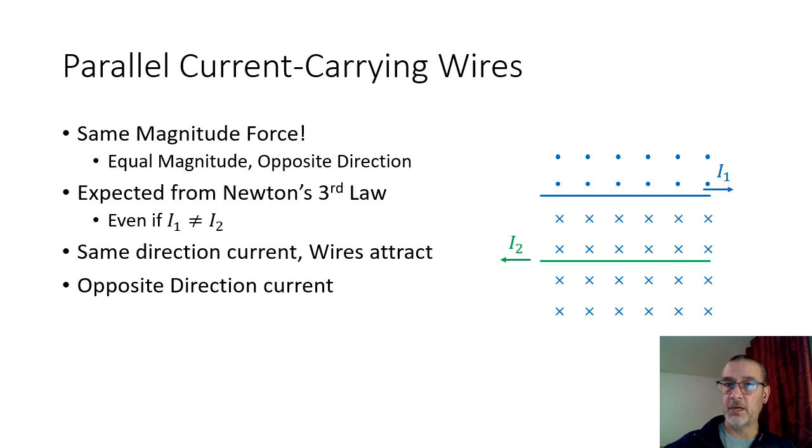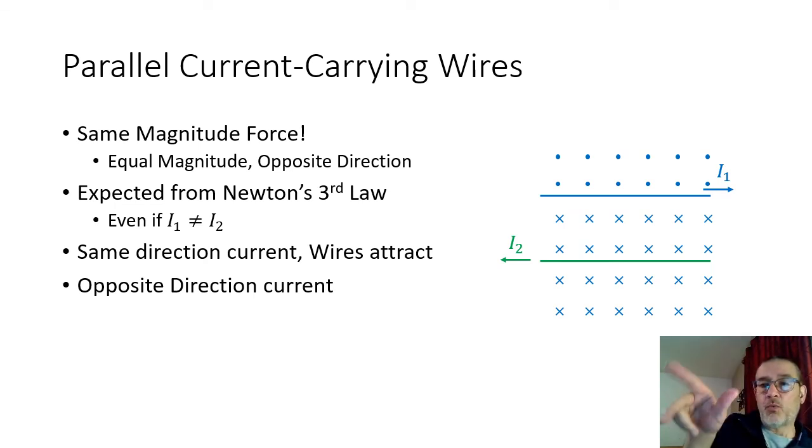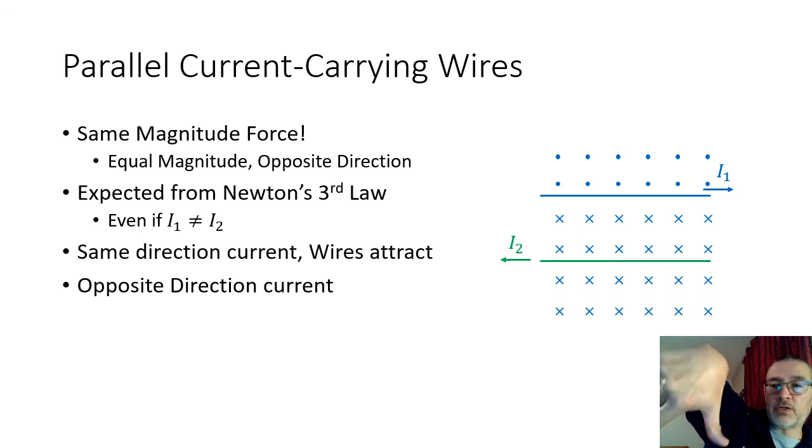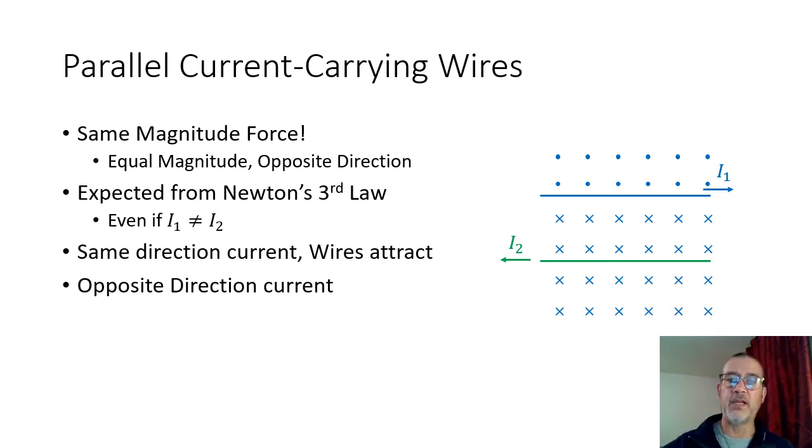So first, index finger is the direction of the current. In this case, I've got a current going to the left. The magnetic field is pointing away from me, so that would be in that direction, and that would leave the force being in the downwards direction. So a little awkward on the page, but now you see that the force on wire 2 is going to be in the downwards direction.